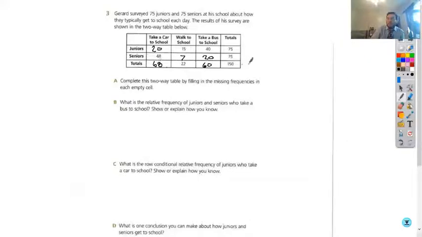Double check this last section here. So 68 plus 22 is 90, plus 60 equals 150. So we're good. So now we've completed this two-way table.